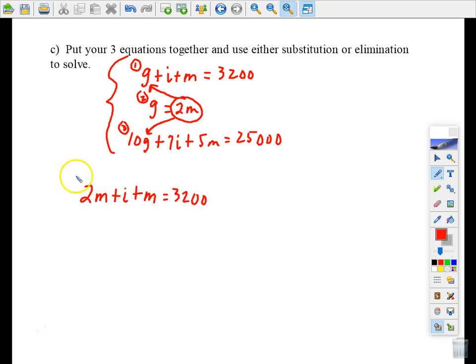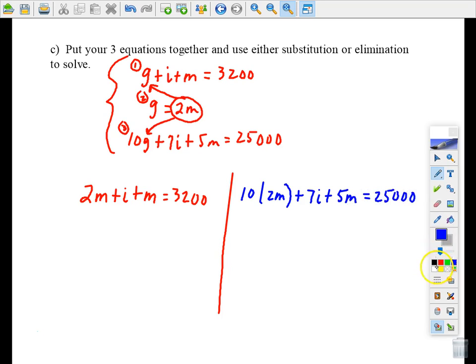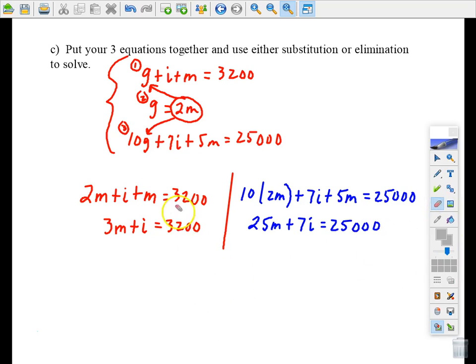Okay, there's replacing it in equation 1, and then maybe over here we'll do a different color and replace it in equation 3. Okay, now simplify. 2M plus 1M is 3M plus I. All right, so over here, this is going to be 20M and then plus 5M. So let's just go ahead and combine those. 20 plus 5M is just 25M plus 7I is 25,000.